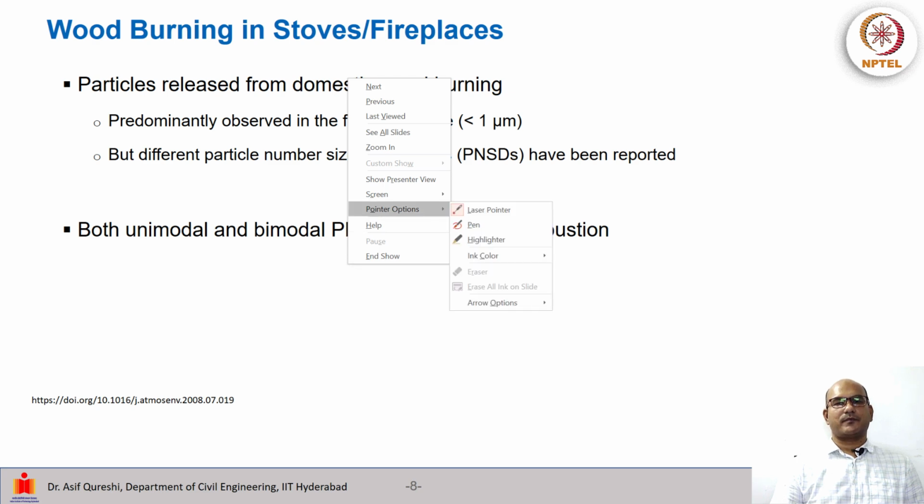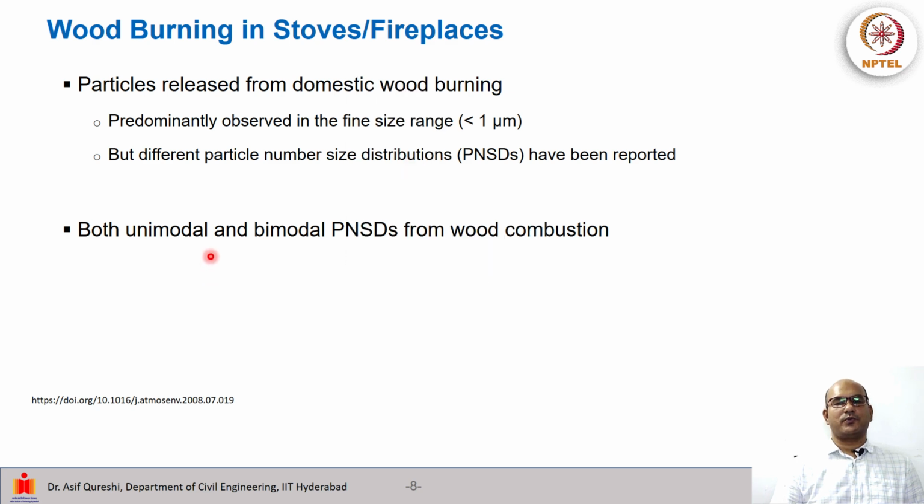So that means when we are looking at unimodal, there is a particle distribution with a single peak, but when we have bimodal, there will be 2 places where we will have more peaks. So there may be 2 particle sizes where we will have high number concentrations.